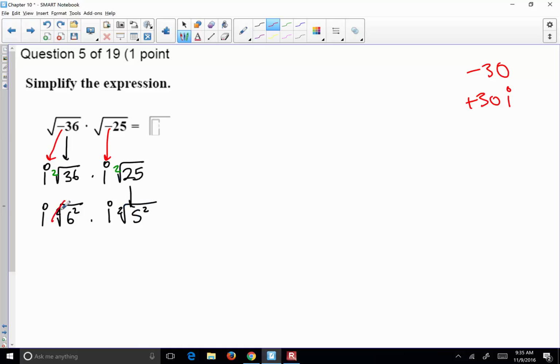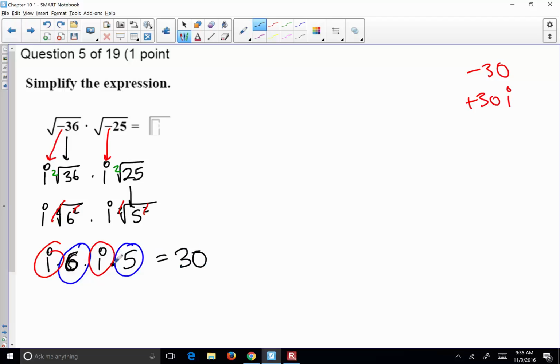So these squares will cancel, and we will have i6, i5. Okay? Alright, next we multiply numbers with numbers, variables with variables. These are all multiplied. Multiply, multiply, multiply. 5 times 6 is 30. i times i is i squared. So is this the final answer?